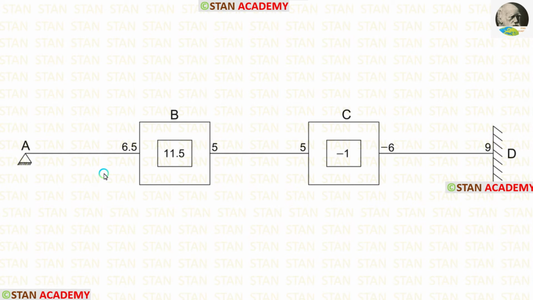Now, let us add the fixed end moments in the joints. In the joint B, there are two fixed end moments. Let us add them. After adding, we are getting 11.5. In the joint C also, there are two fixed end moments, 5 and minus 6. Let us add both of them. After adding, we are getting minus 1.